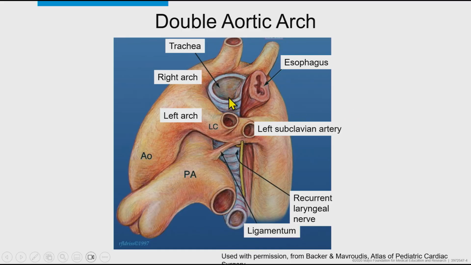As you can see, the trachea and esophagus are really getting strangulated between these vessels, and that's where all the clinical symptoms in these patients arise. Now, going through the anatomy a little bit further, you can see that both arches give rise to their corresponding branches. The right arch gives the right common carotid and the right subclavian artery, and the left arch gives rise to the left common carotid and the left subclavian artery.